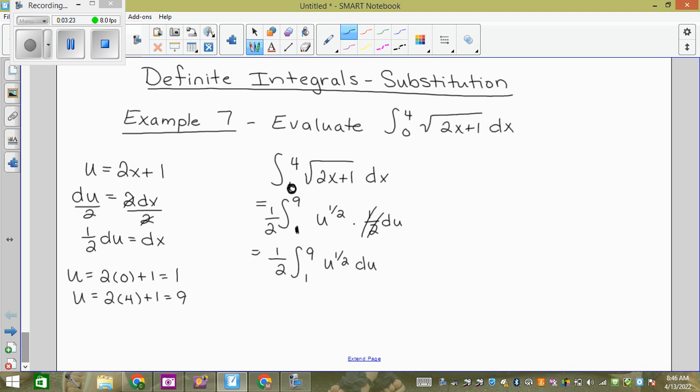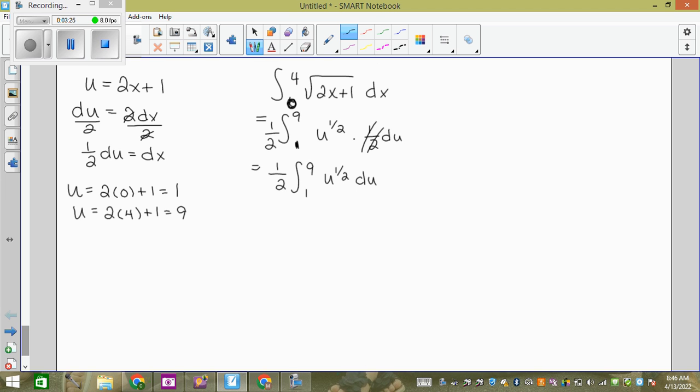So we're going to go 1/2. The antiderivative of u to the half, you add 1, you get 3/2. And then you divide by 3/2, which is multiplying by 2/3, plus c, from 1 to 9. And now I can just plug in, right? I don't actually have to bring the x back.